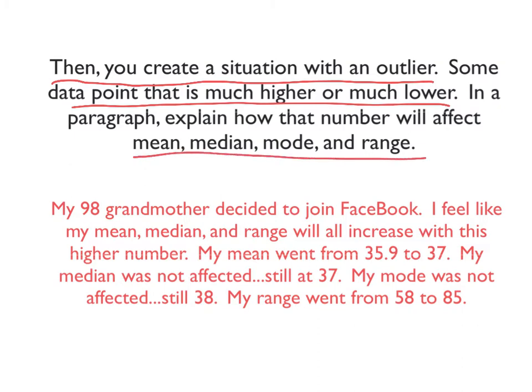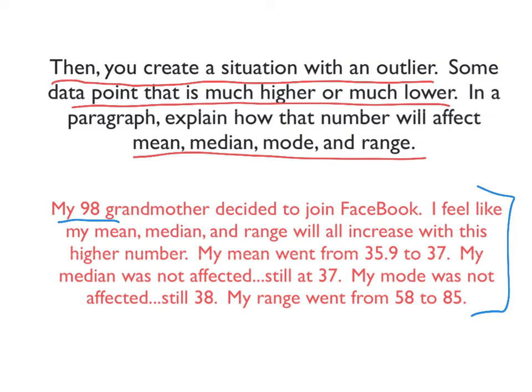So here's mine. I read it to you guys in class, but I'm going to have it here too. So my 98-year-old grandmother decides to join Facebook. She never will. She doesn't own a cell phone or a computer, but it's a made-up situation, but it's still related to my list of numbers. So she decided to join Facebook. She's 98. I feel like my mean, median, and range will all increase with this higher number. I know my mode won't, because the number I use most often is definitely not going to be 98.